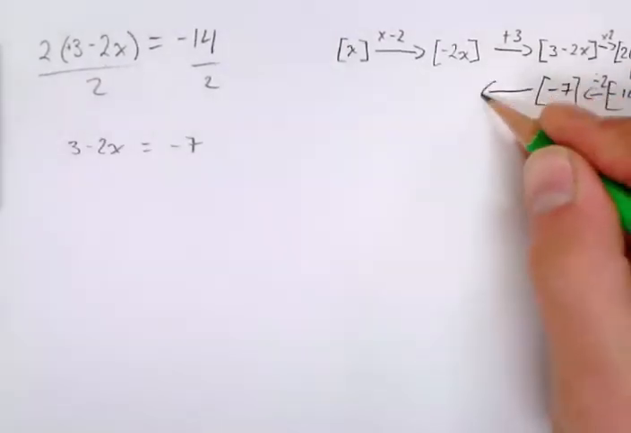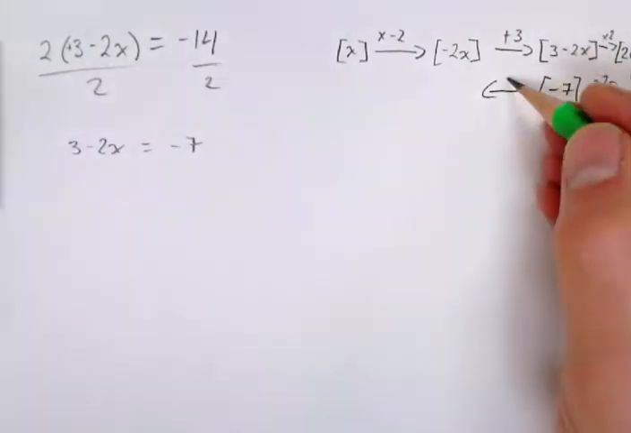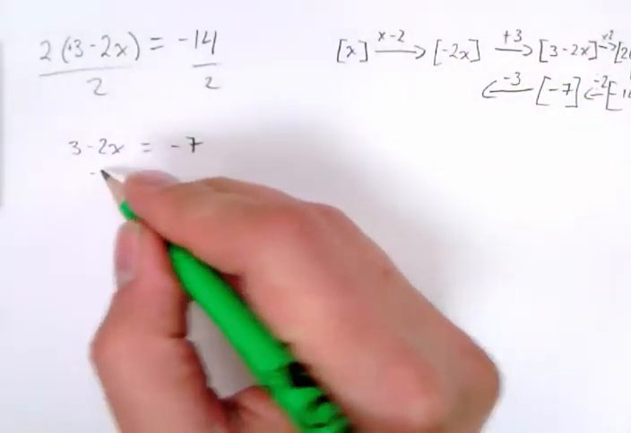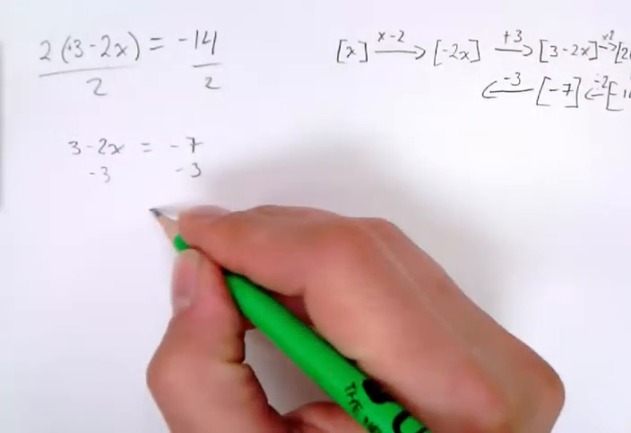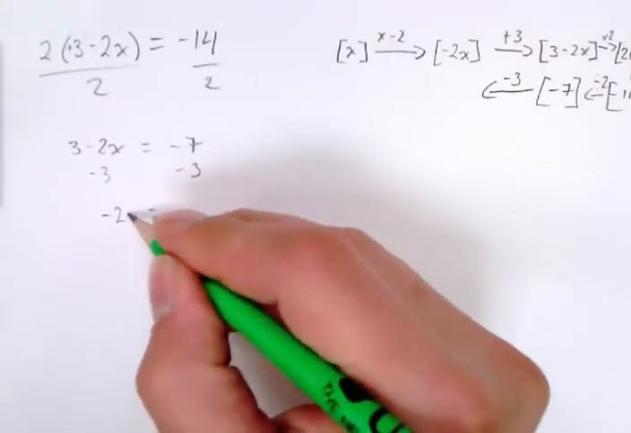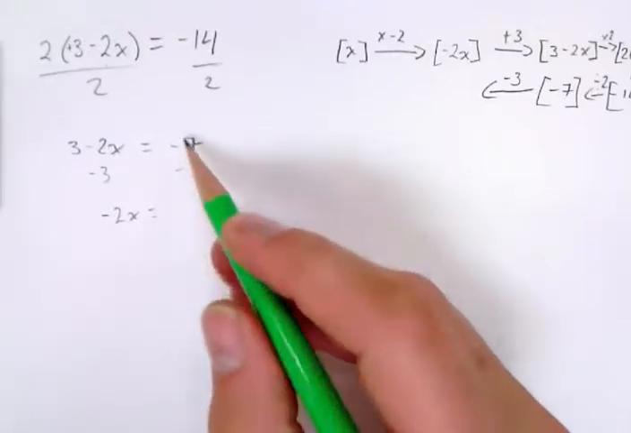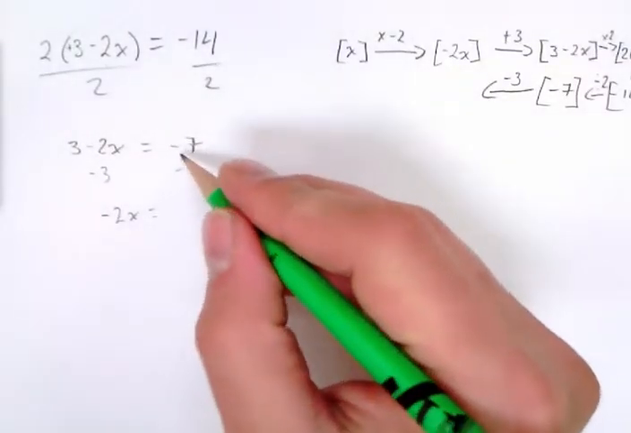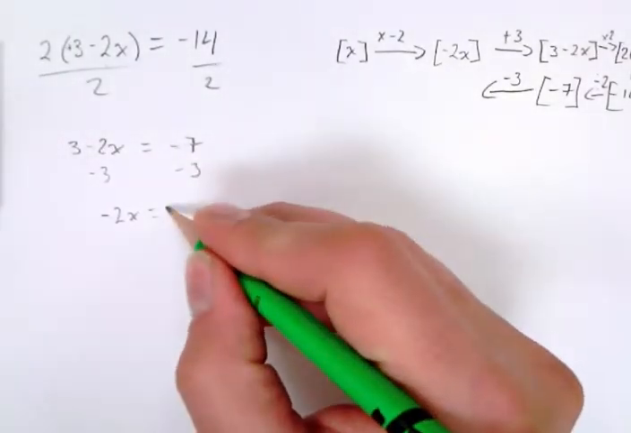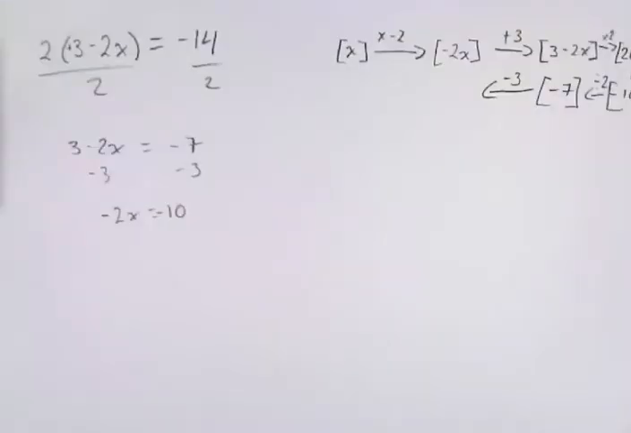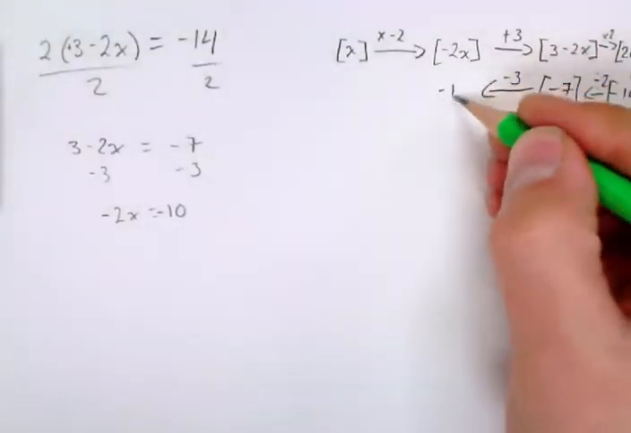Now my next step is I want to subtract 3 from both sides. So I'm going to take away 3, take away 3. So I get negative 2x is equal to, well, this is going to end up getting me negative 10. So we're taking away 3 from negative 7, that's going to be negative 10.